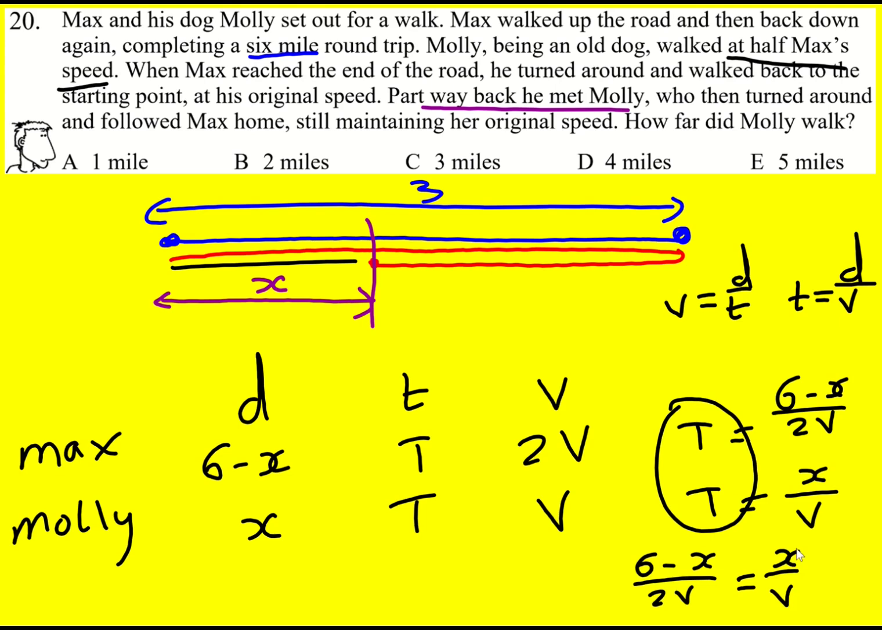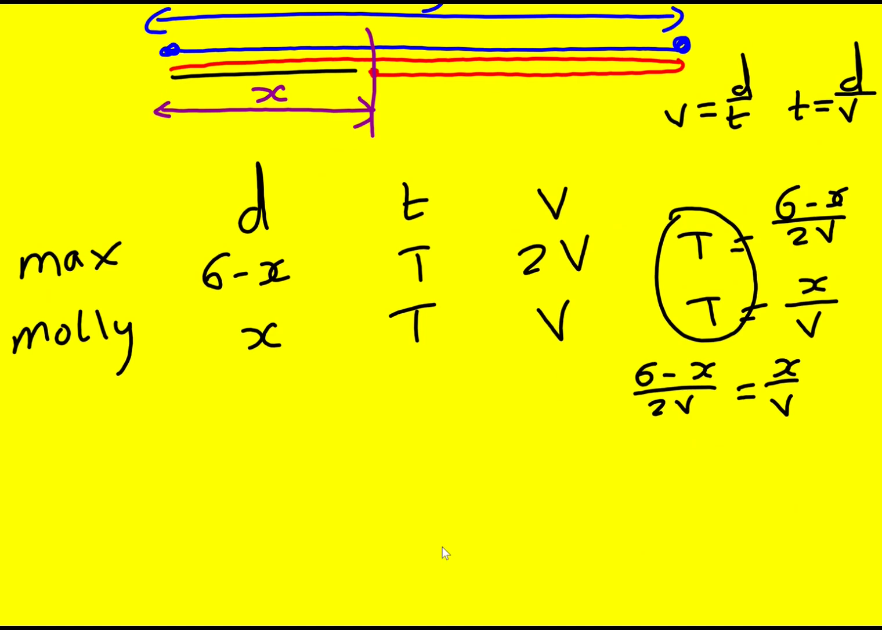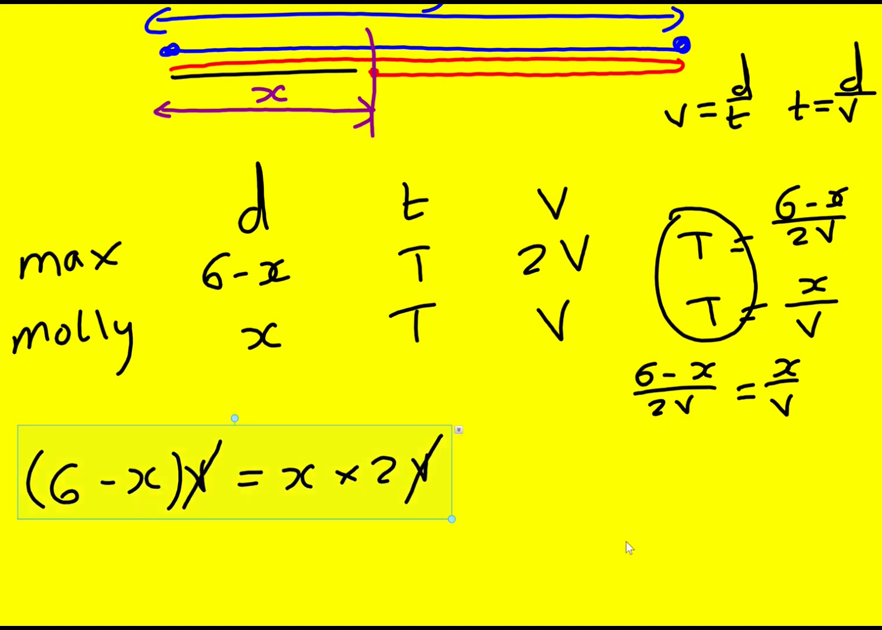I will talk about another way of doing this question in a minute, but hey, this is tried and tested. It works well. We can cross multiply. So (6 minus x) times v is going to equal x times 2v. The v's now cancel. And you could then write that x is a half of (6 minus x).